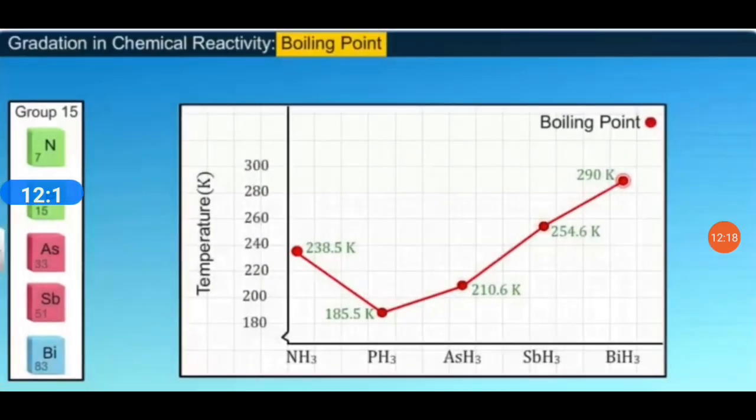Gradation in chemical reactivity. Boiling point. It first decreases from ammonia to phosphine and then again increases due to increase in molecular mass. Ammonia has higher boiling point due to presence of hydrogen bonding.